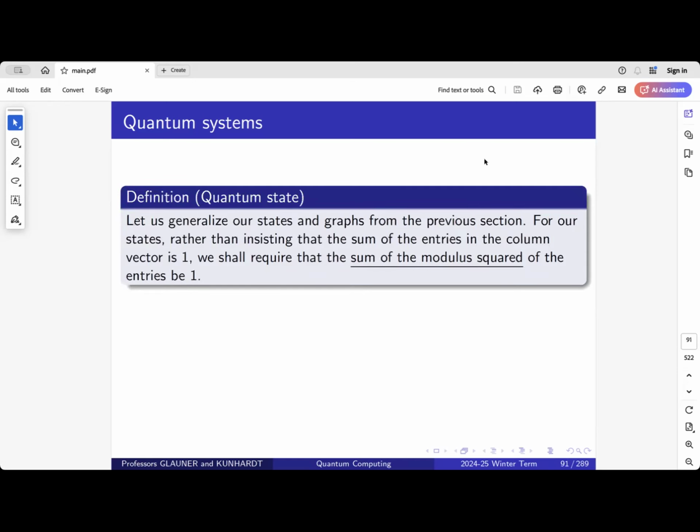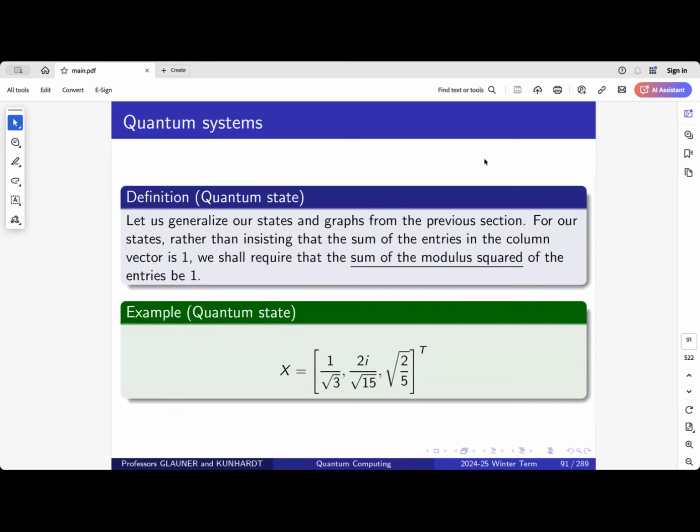And there is a constraint for valid quantum states. We've seen before for valid probabilistic states, all the entries need to add up to 1. For our quantum states, all the modulus squared of the entries need to add up to 1, because all of these are complex numbers, even though maybe this one only has a real part and this one an imaginary part. They're still complex numbers, and the modulus squared of the entries need to add up to 1. And then we have a valid quantum state.